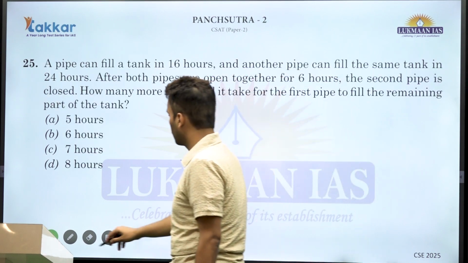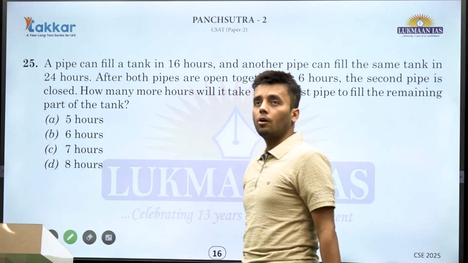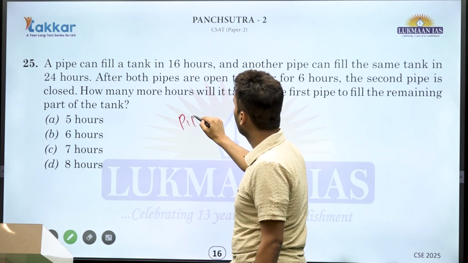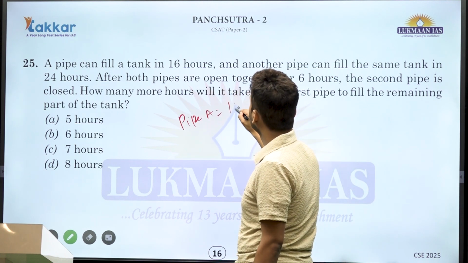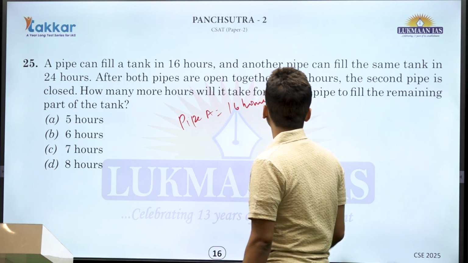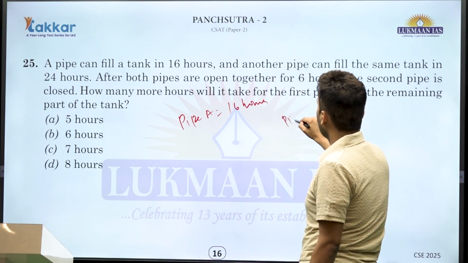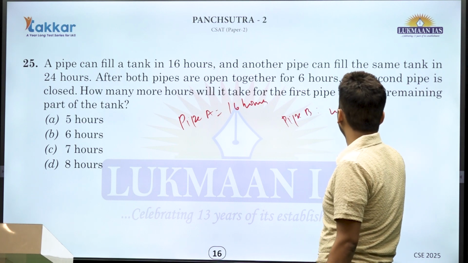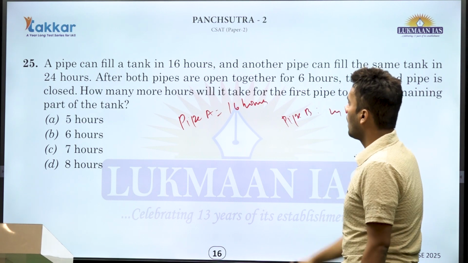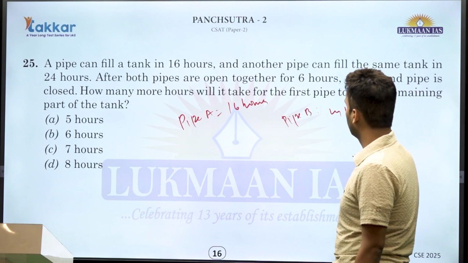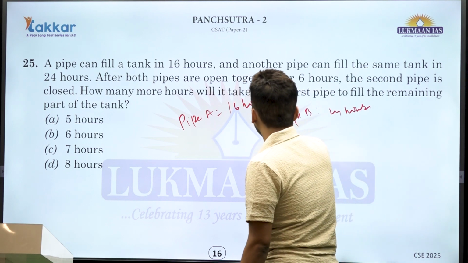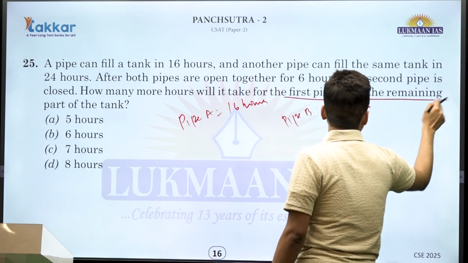Okay, question 25 is a pipe and cistern problem. Let's see. Pipe A can fill a tank in 16 hours. Another pipe, suppose it's pipe B, can fill the same tank in 24 hours. After both the pipes are opened for 6 hours, the second pipe is closed. How many more hours will it take for the first pipe?